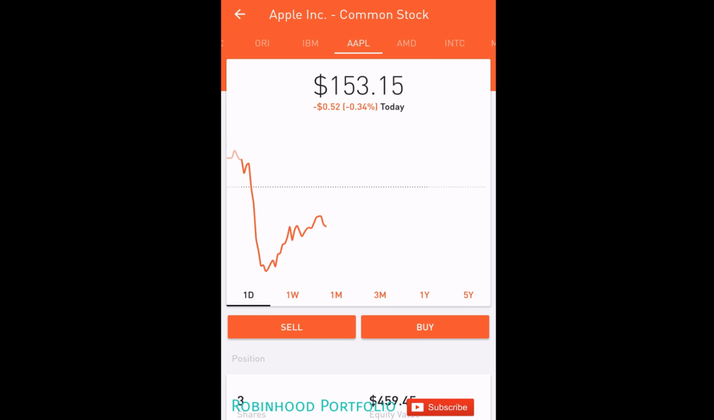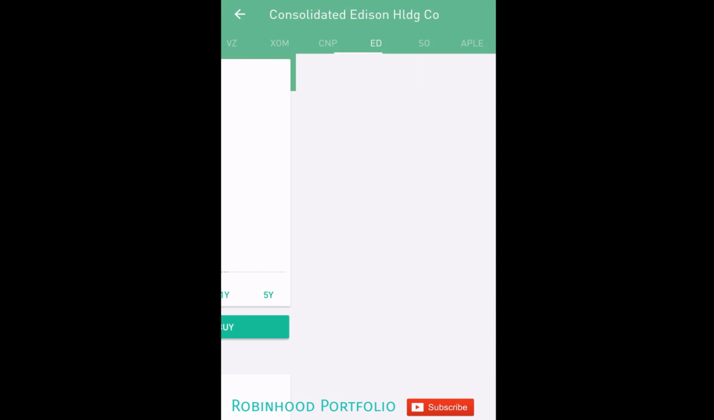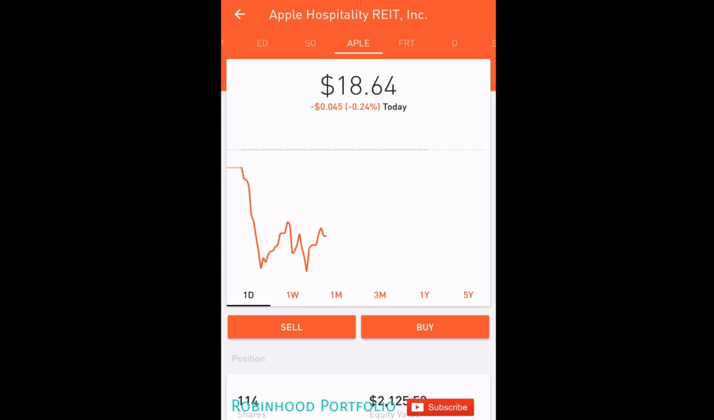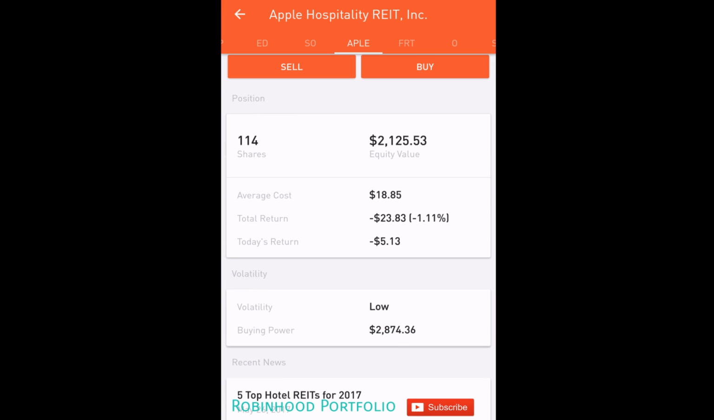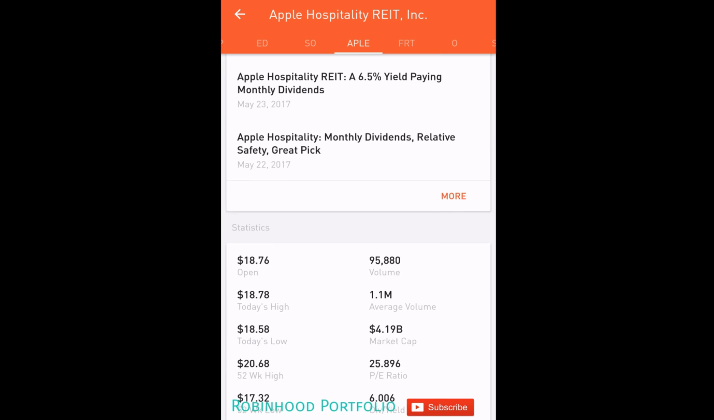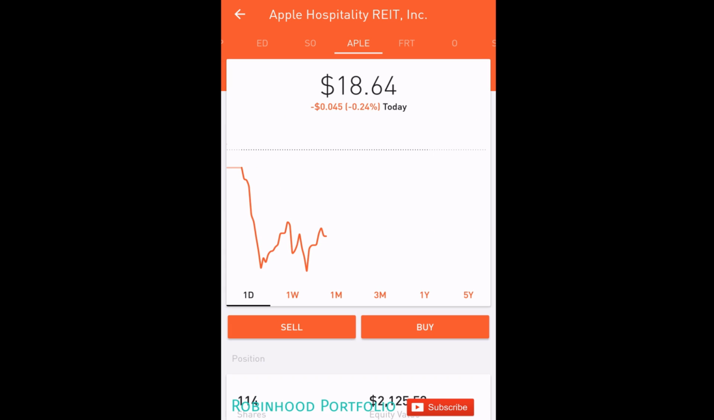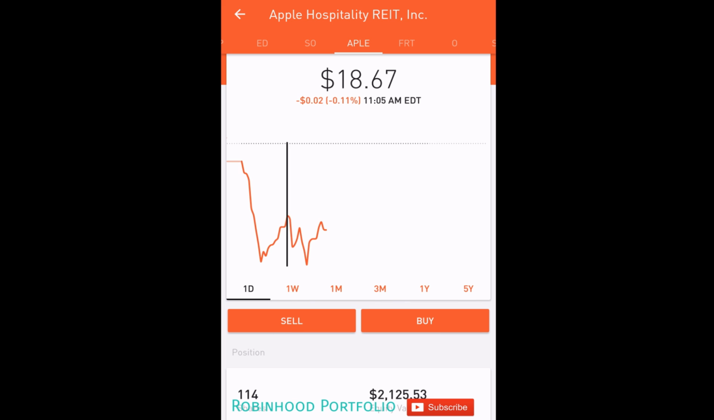Other big play I made was with not AAPL Apple, the other Apple here in my portfolio, APLE, Apple Hospitality REIT. Yesterday it was $18.80. I went ahead and bought some shares. The dividend was 0.1, so it should have dropped down to 0.7. You can see here it's 0.64, so it dropped a little bit more than the dividend. I'm actually down a little bit of money on this, but this is a little bit longer term play as well with APLE here, Apple Hospitality REIT.